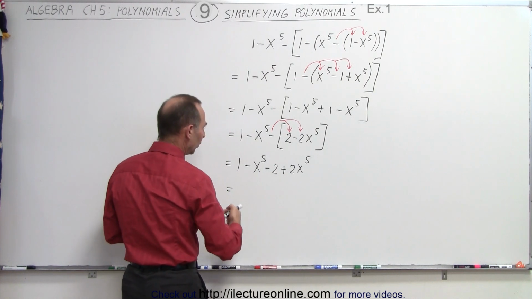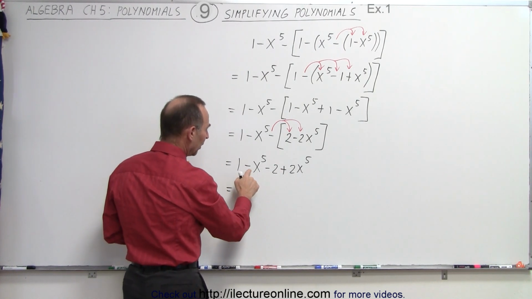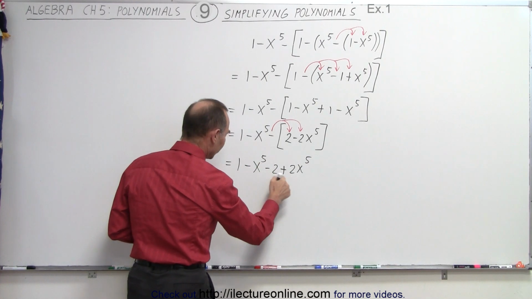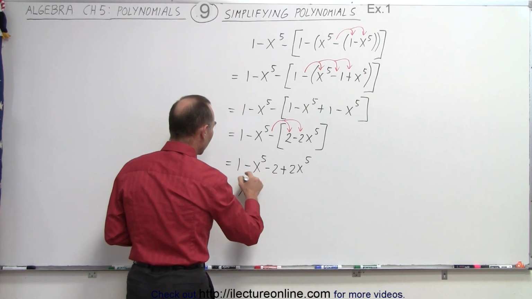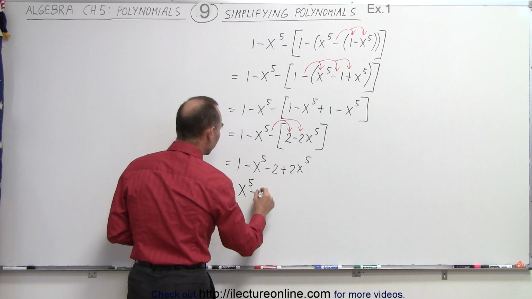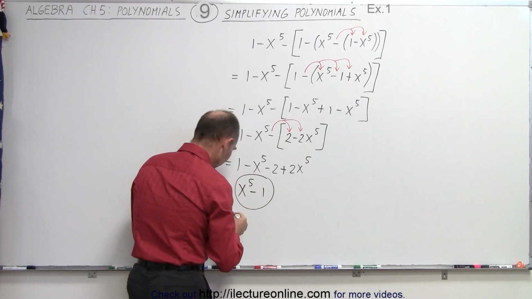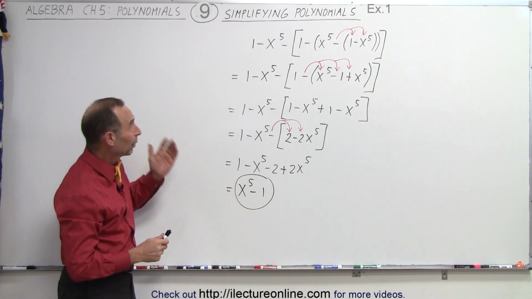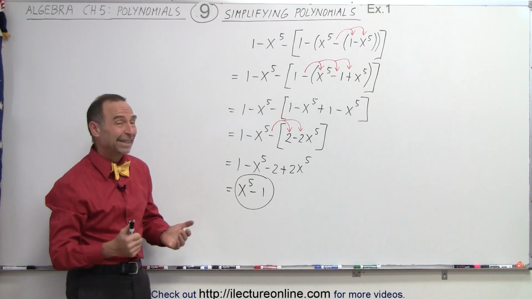So this is equal to, starting with the highest order power, minus x to the fifth plus 2x to the fifth, which is x to the fifth. A 1 minus 2 is a minus 1. And that then would be the simplified result from what we started with up there. And that's how it's done.